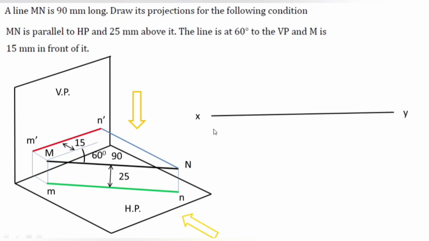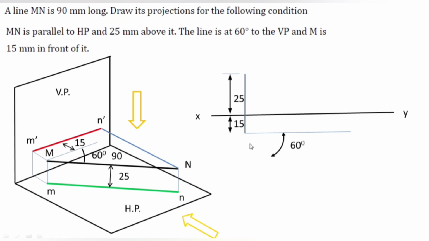We need to draw the XY line first, and we need to take 15 mm below distance, and we need to mark my small m and M dash, because M dash is 25 mm above HP, and M, or you can say the top view of capital M, is projected just below the XY. So this is 15 mm below, and this is 25 mm above. So we need to do the dimensioning in this manner, and I need to draw a horizontal line here. Okay, and I need to draw a 60-degree angle, but in the downward direction.